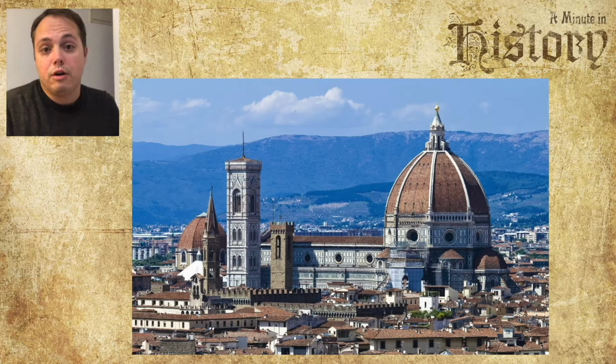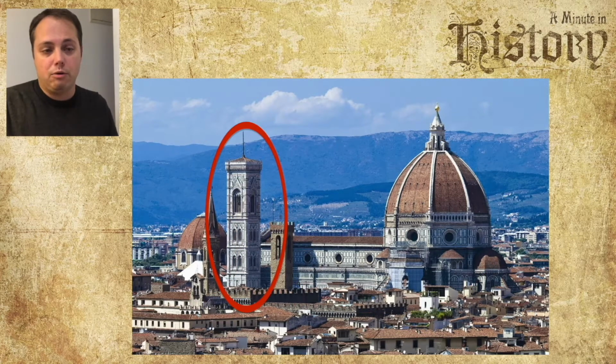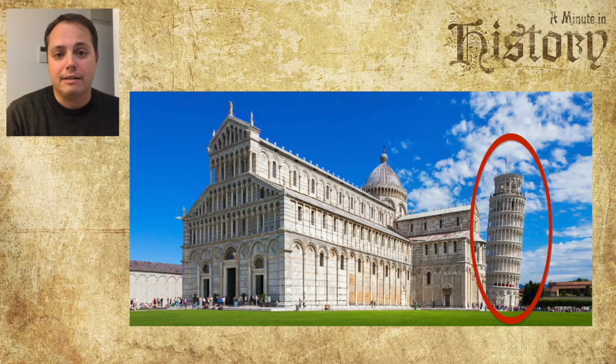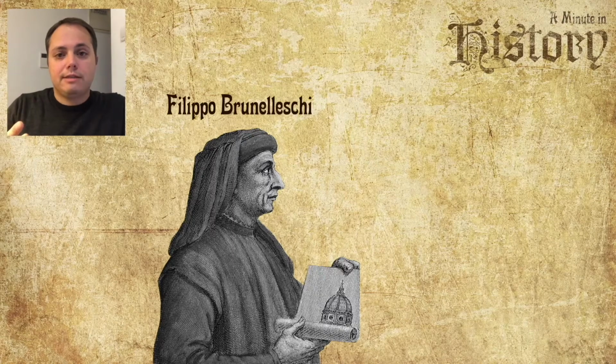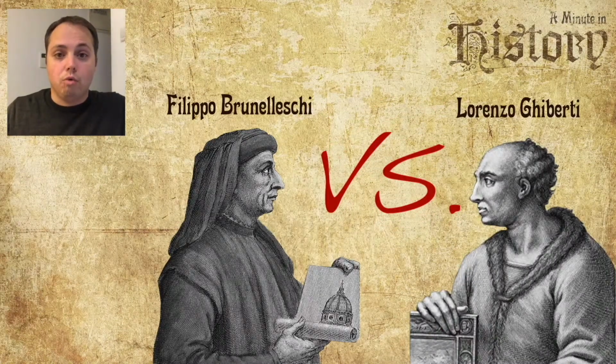The structure of a cathedral is broken down into three main parts. So it's the baptistry, the main building, and the bell tower. A more famous example of this is Pisa, located in Pisa, Italy, very close to Florence, with its iconic leaning tower. The competition for the doors of the baptistry came down to two artists, Filippo Brunelleschi and Lorenzo Ghiberti, both of whom were skilled goldsmiths. But in the end, Brunelleschi ended up losing to Ghiberti's design.